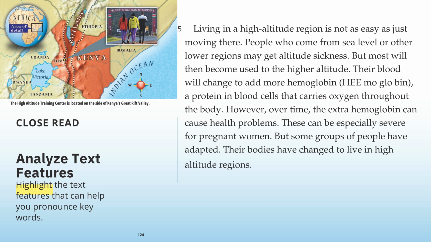Living in a high-altitude region is not as easy as just moving there. People who come from sea level or other lower regions may get altitude sickness, but most will then become used to the higher altitude. Their blood will change to add more hemoglobin, a protein in blood cells that carries oxygen throughout the body. However, over time, the extra hemoglobin can cause health problems.